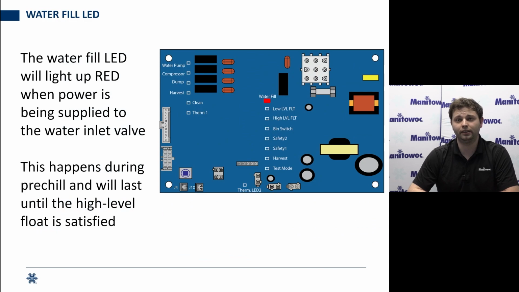So our very first LED is going to be that water fill LED. It is a red LED and is lit up when the water inlet valve is energized. So meaning water should be going into the water trough and slowly filling that up. Once that high level probe or that high level float is satisfied, the water inlet valve will stop and then that LED will stop as well. You'll normally see this on during pre-chill whenever water is filling up the trough.